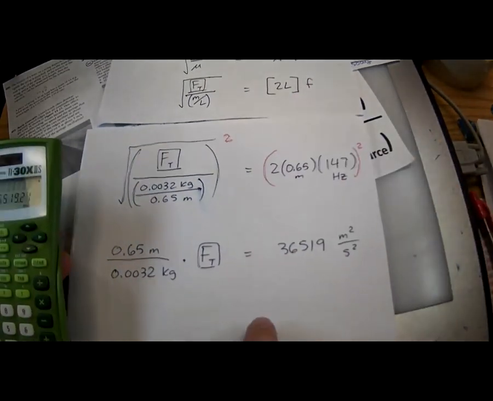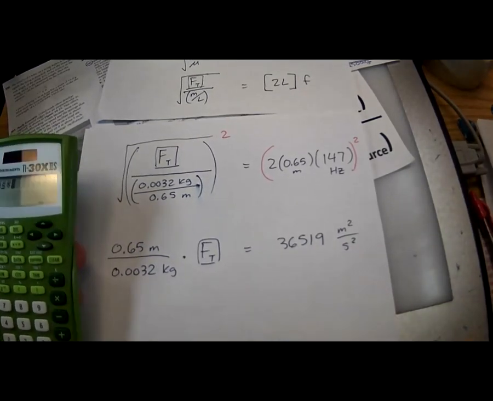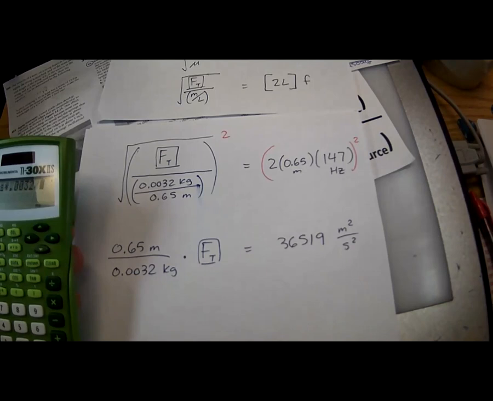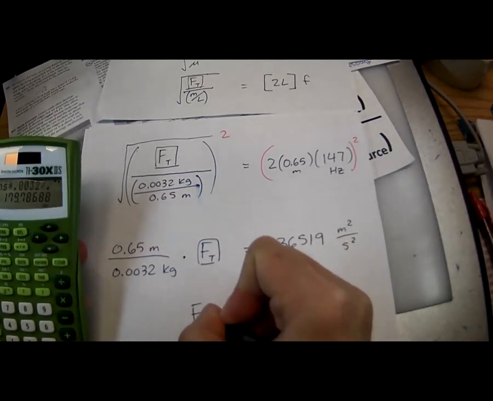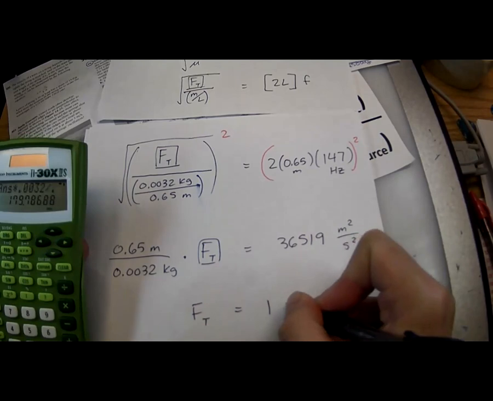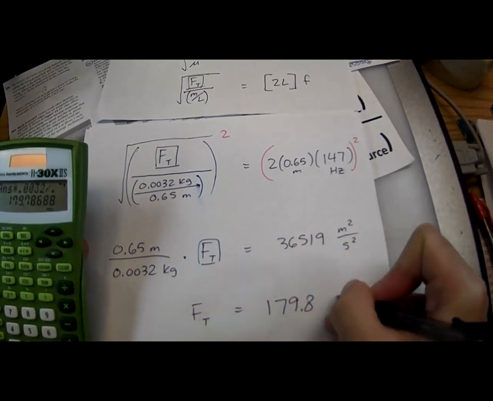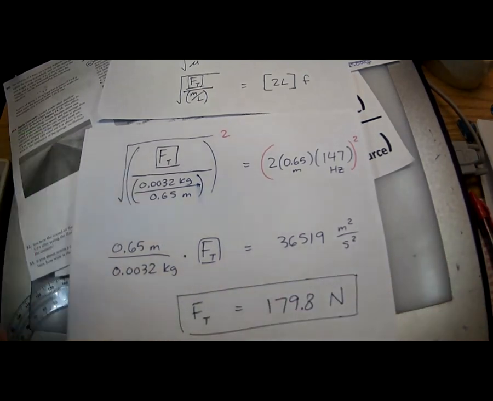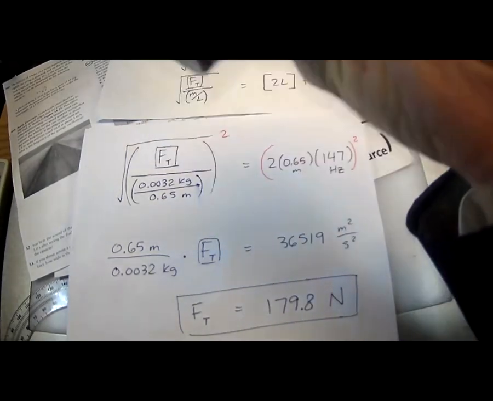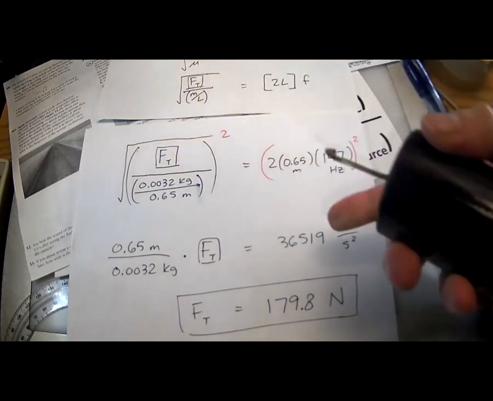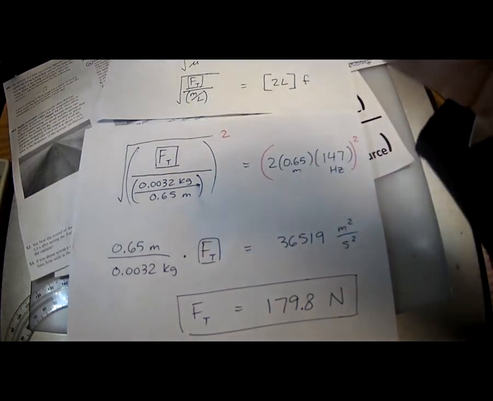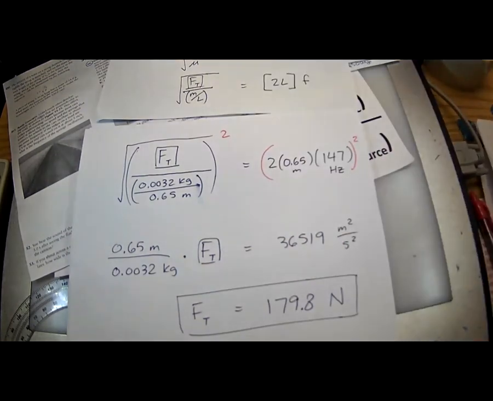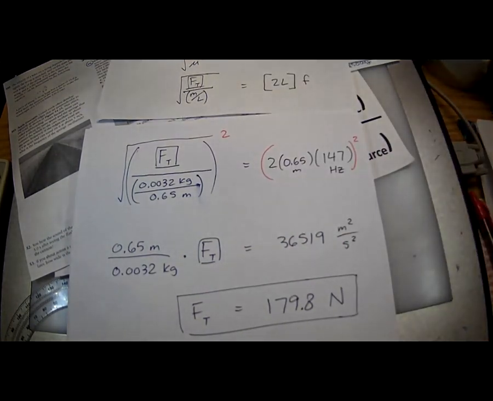I'm just thinking ahead. So take this number, multiply by 0.0032 kilograms, divide by 0.65 meters, and the tension you need on that guitar string is 179.8 newtons of tension, about 180 newtons of tension. For comparison, your largest lab weight, 1 kilogram, weighs about 10 newtons. So I guess it'd be like having 18 of these. If you had a string hanging, and 18 of these hanging from it, that's what you need for this particular guitar string to hit that frequency.